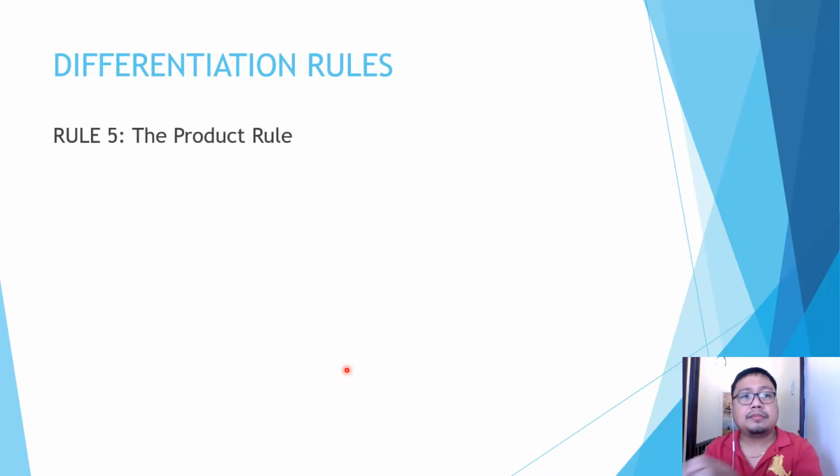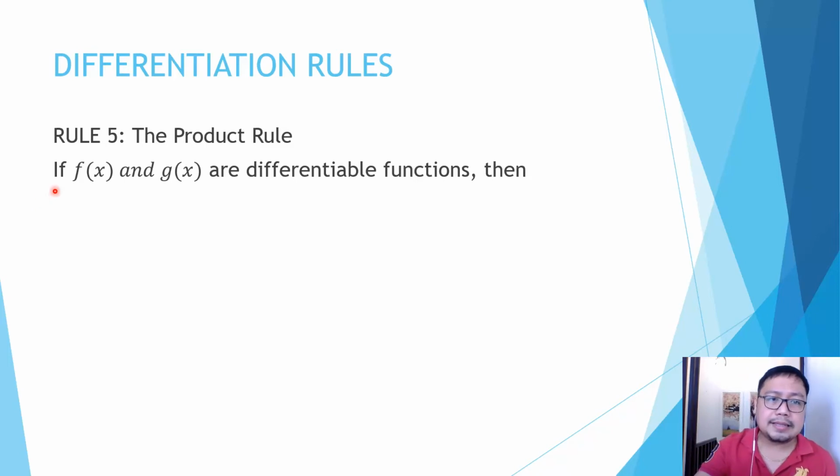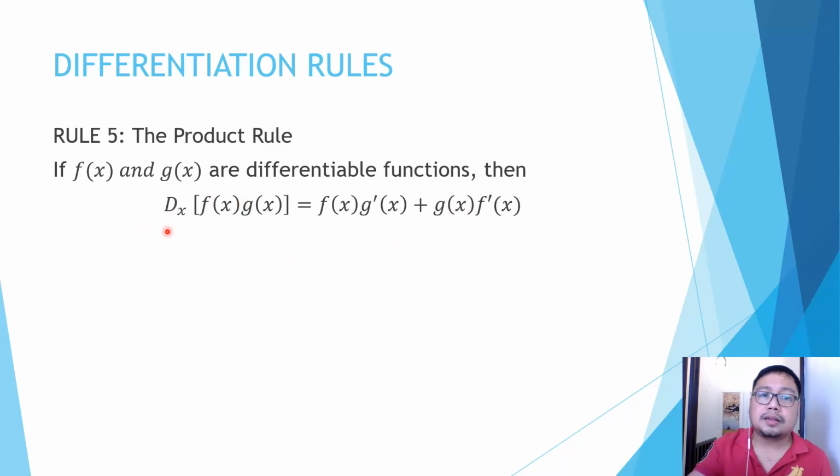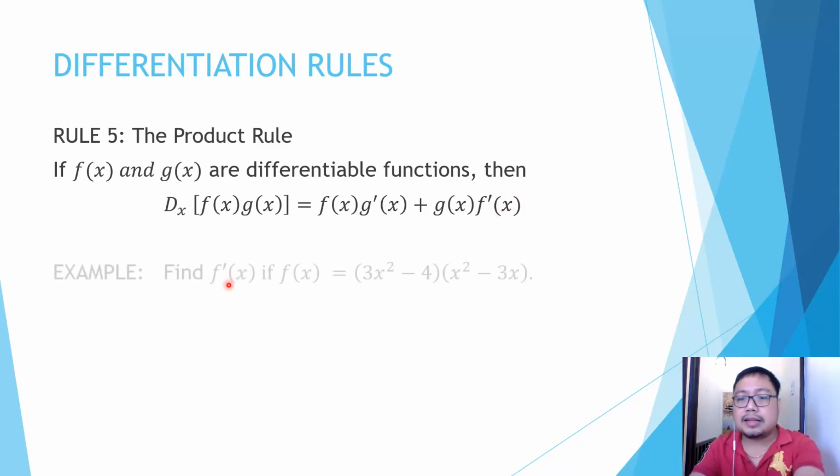Rule number 5, the product rule. It says that if f of x and g of x are differentiable functions, then the derivative of f of x times g of x equals the first function times the derivative of the second function plus the second function times the derivative of the first function. I'll repeat: first times the derivative of the second plus second times the derivative of the first. Okay, let's have an example.